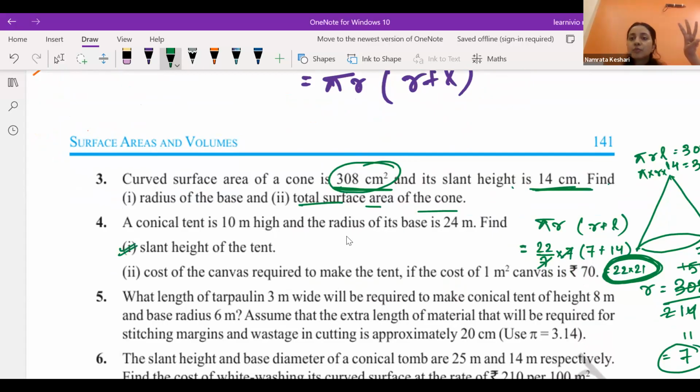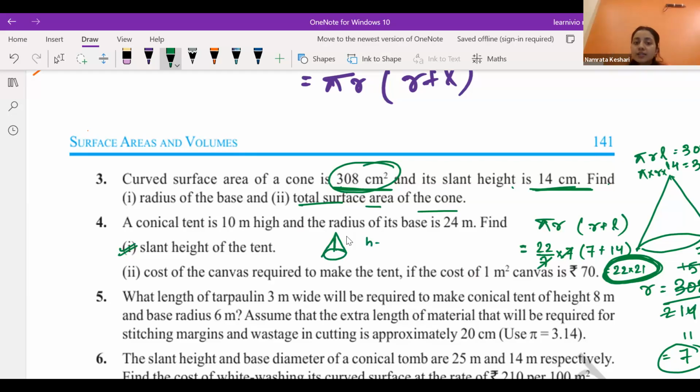I have given 3 formulas. The first one was for finding the curved surface area, which is also known as the lateral surface area. The next formula I have given is the relationship between the slant height and the radius. And the third formula was the total surface area. So here we have a conical tent which is 10-meter high.